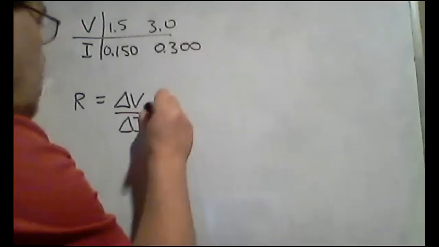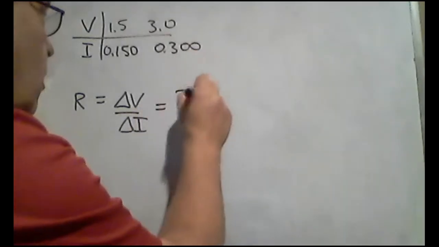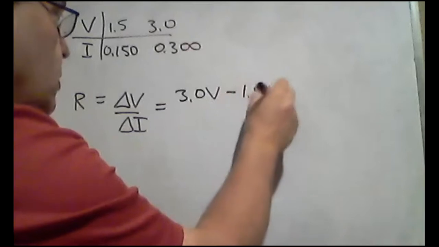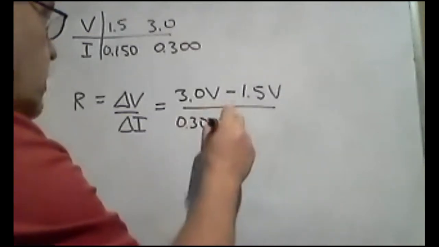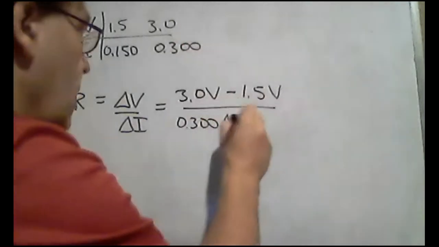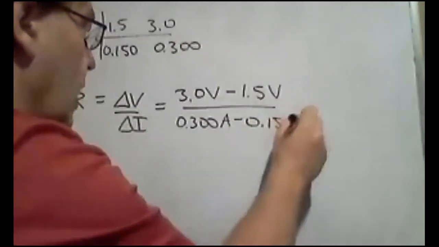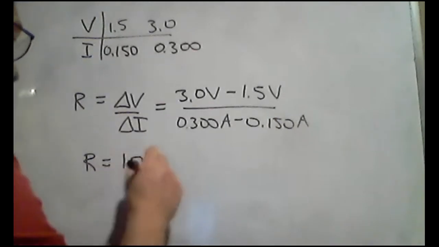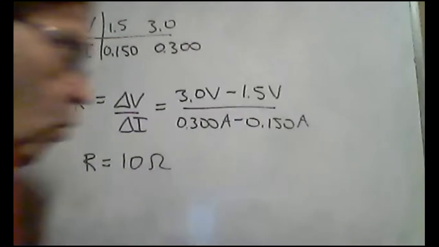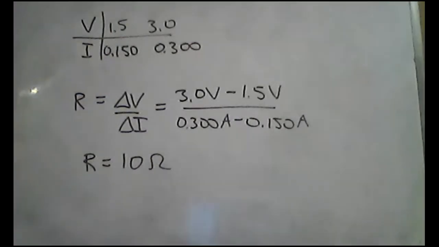So I pick my 2 points. I have 3 volts minus 1.5 volts divided by 0.300 amperes minus 0.150 amperes. Again, these have to be in volts and amperes. And of course, as I would expect, I get 10 ohms. And 10 ohms was that setting that I selected on the resistor slider board.